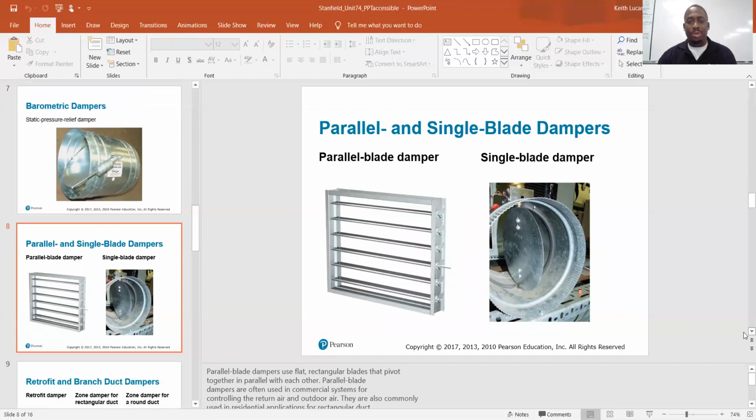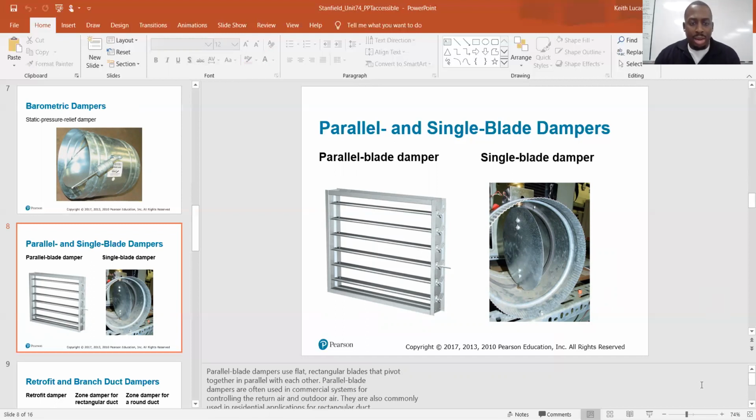I think the dump zone is probably the best way to go if there's an area where you wouldn't mind using a dump zone. So anyways, moving on. So parallel and single blade dampers. These are different kinds of dampers. The parallel blade dampers are more for commercial use. These single blade dampers are more residential use.